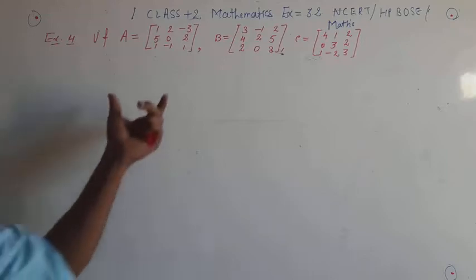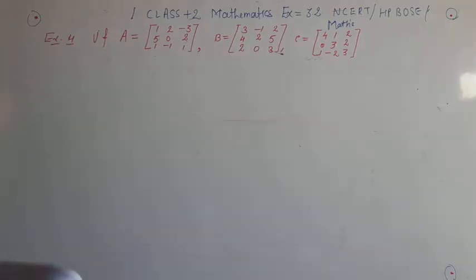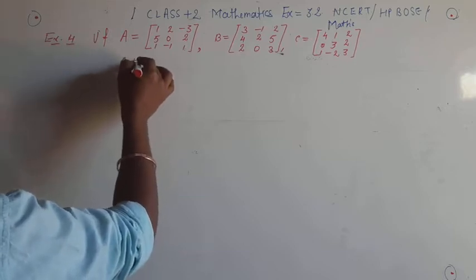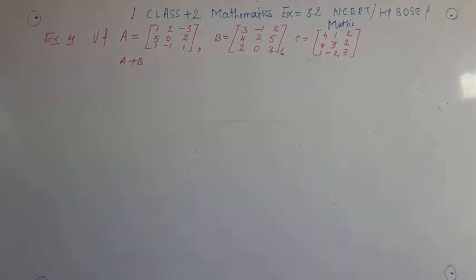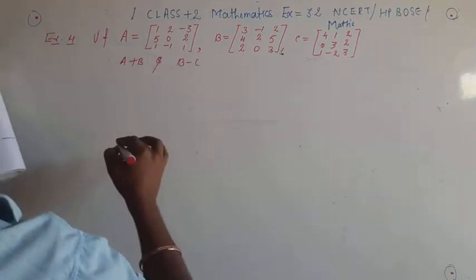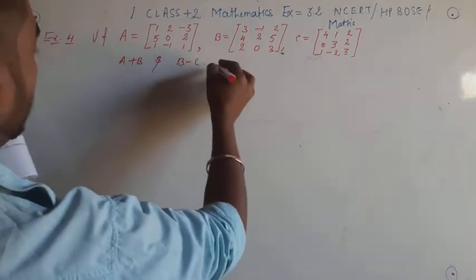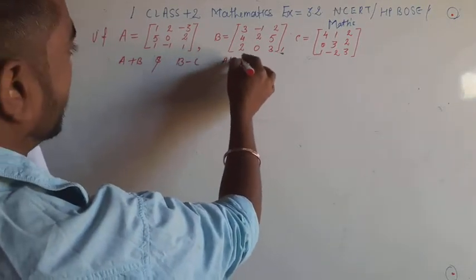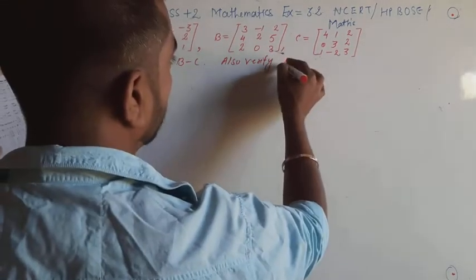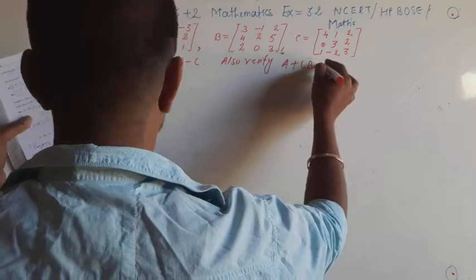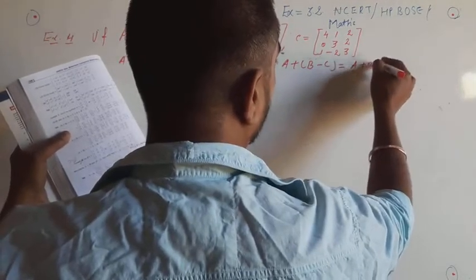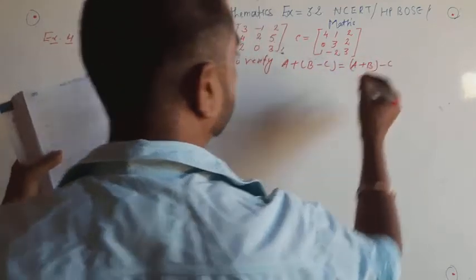Now here you see there are 3 matrices given and you have to find the result matrix A plus B and matrix B minus C, and also we have to verify A plus B minus C equal to A plus B minus C.